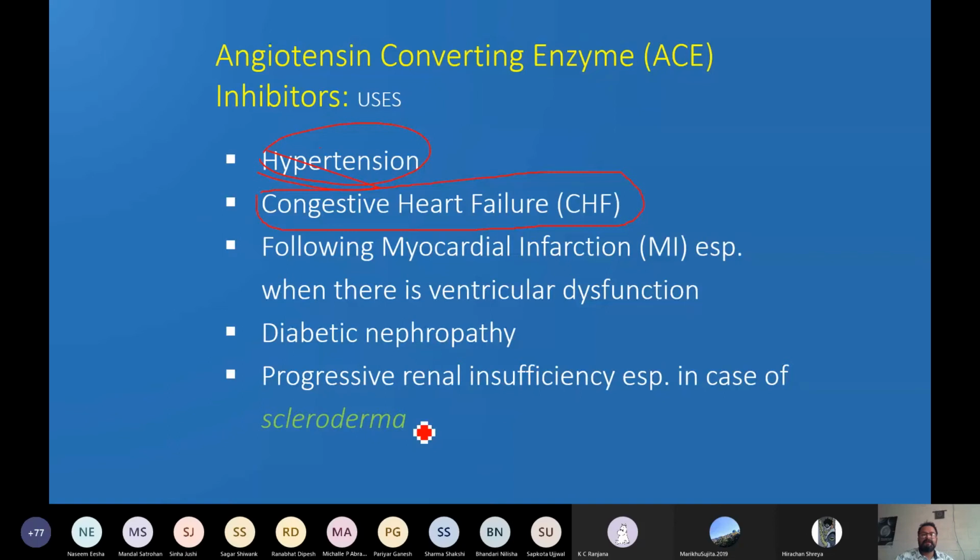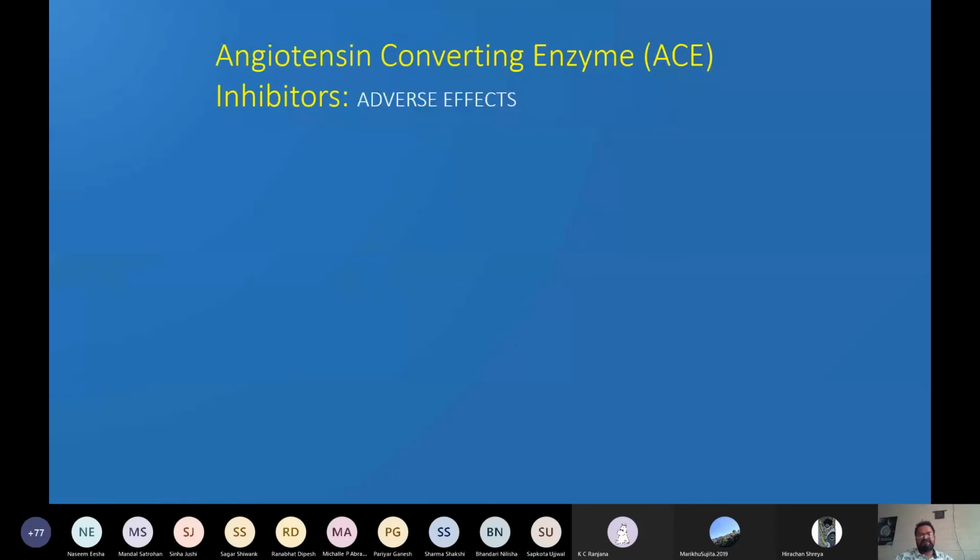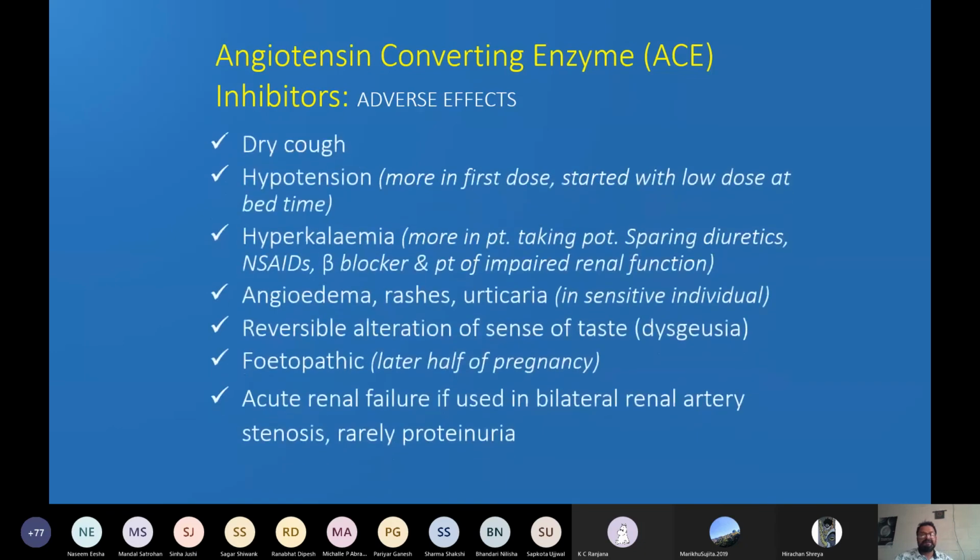So adverse effects, guys, we have already learned. One very important adverse effect is dry cough. Number one is dry cough. The reason I kept it at the top is that I was telling you about this when I was talking about the mechanism of action of this drug. Okay, what is the mechanism of action of this drug?